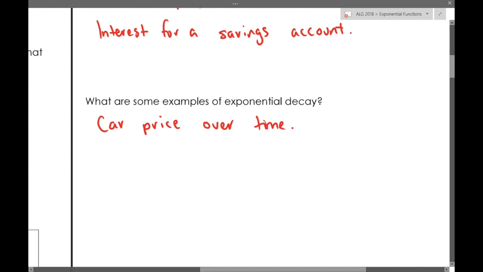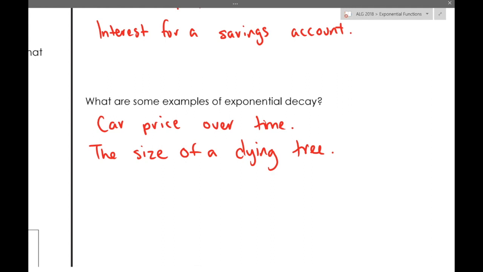Another thing you can think of, and this is really word to word, is the size of a dying tree. Trees will actually start to decay themselves and start to lose their length, and then over time it'll eventually either fall or it will shrink itself to non-existence. But we don't really see that a lot because it takes a lot of time for that to happen. But that is an exponential decay.